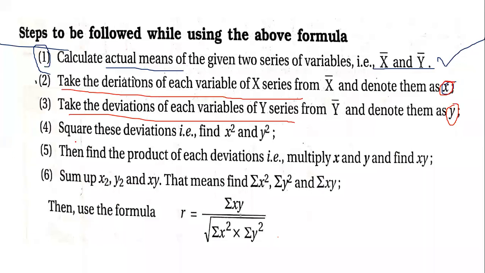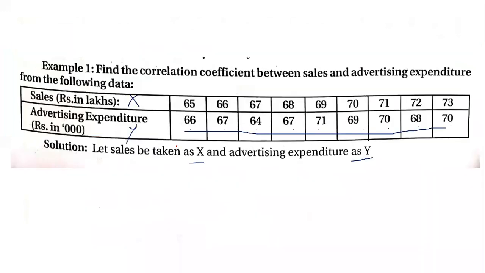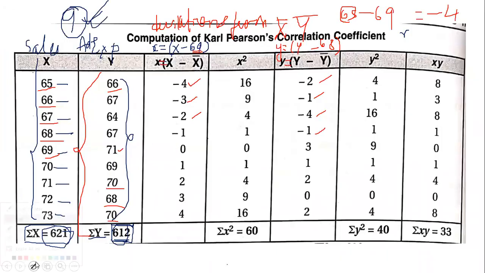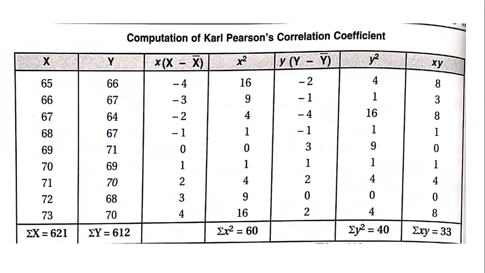Now, next step is square the deviations. Once we have found the deviations of x as well as y, you are supposed to square the deviations. How do you square the deviations? Just calculate the square. Multiply them 2 times. Minus 4 into minus 4. So minus into minus is plus, 4 fours are 16. So you get 16. Minus 3 into minus 3. 3 threes are 9. And minus into minus is plus. So it is plus 9.